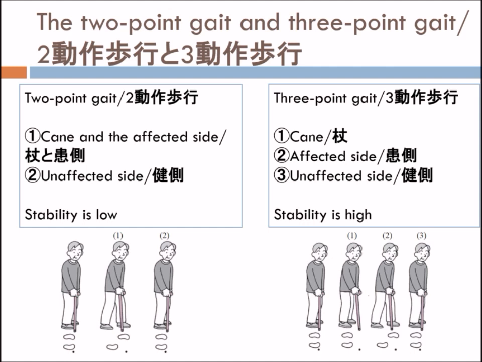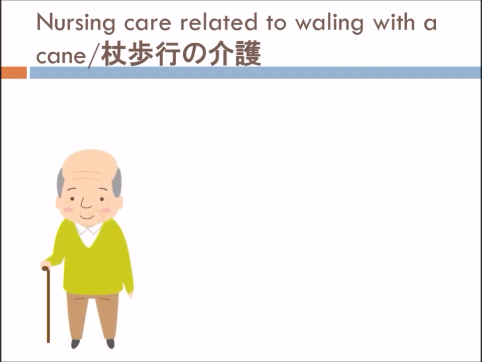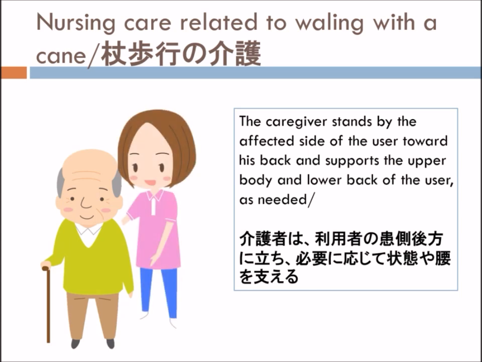The reason why the person first steps forward with the foot of the affected side is that it is necessary to support the body with the unaffected side, which provides better support. Nursing care related to walking with a cane. The caregiver stands by the affected side of the user, toward his back, and supports the upper body and lower back of the user as needed.